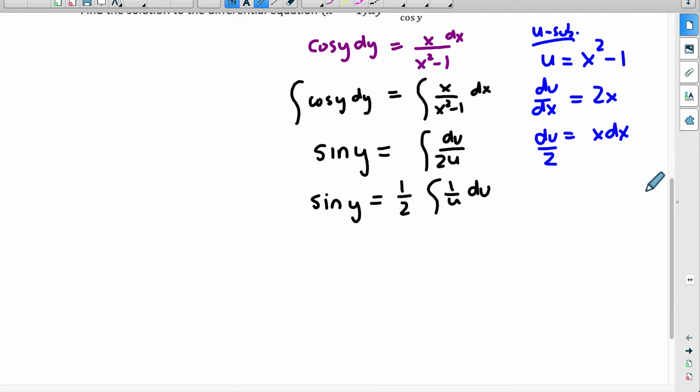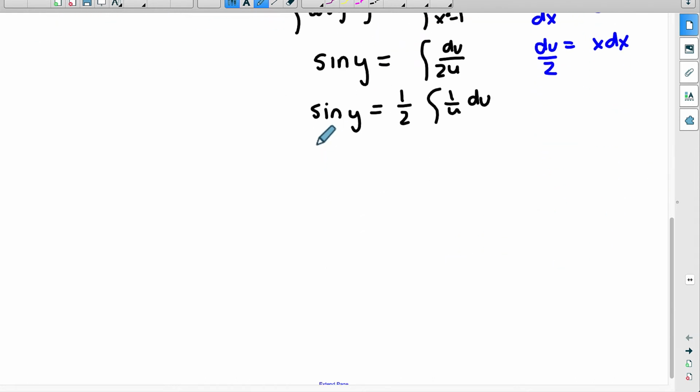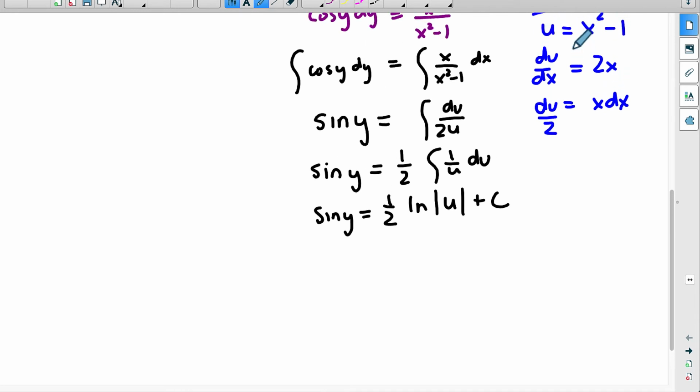And now we can easily take the antiderivative of the right-hand side. If you remember, this is one of the most common ones. 1/2. Do you remember what the antiderivative is of 1 over u? It's the natural logarithm of the absolute value of u. Now here's where we can finally put plus c.